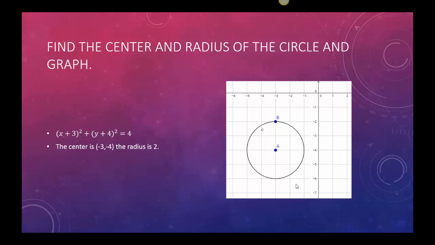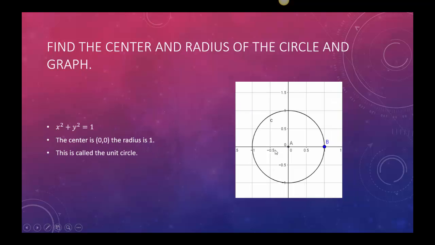Once again, I pulled up a program to be able to graph this. This is from GeoGebra, and I just snapshotted it in. You can see here, (negative 3, negative 4), there is my center. And then again, if I go up 2, I'm on the circle. If I go down 2, I'm on the circle. Right 2, left 2. So all these points that form the circle are 2 units away from this center A.